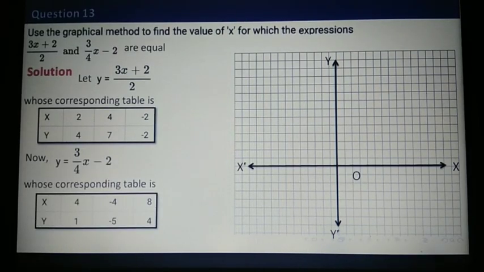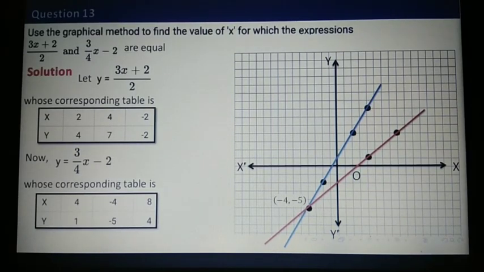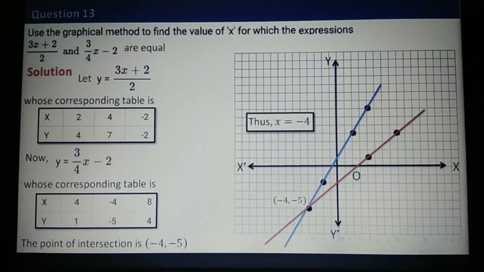Now let us plot the points here. This represents this one. So this is your this one. Fine, so the second line is this one. Let's find the point of intersection. The point of intersection gives me the solution, right? That means -4 is the value for x and -5 is the value for y. But they are asking us to find the value of x. So therefore, the value of x is going to be -4. So pause the video to note down.